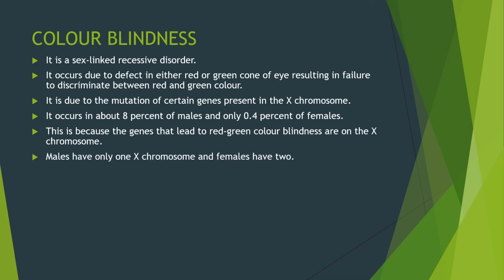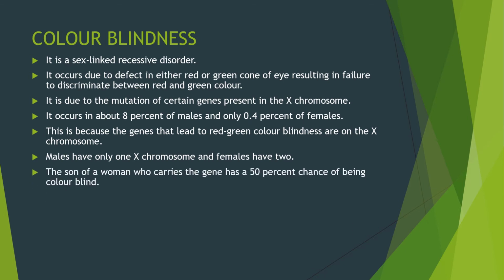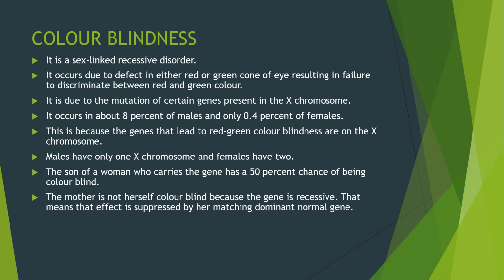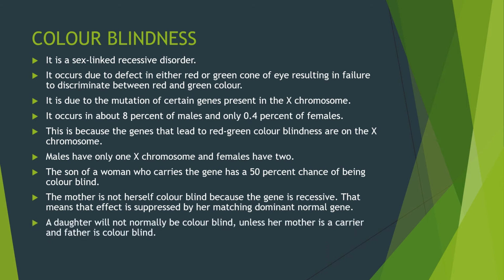Males have only one X chromosome and females have two. The son of a woman who carries the gene has a 50% chance of being colorblind. The mother is not herself colorblind because the gene is recessive. That means the effect is suppressed by her matching dominant normal gene. A daughter will not normally be colorblind unless her mother is a carrier and her father is colorblind.